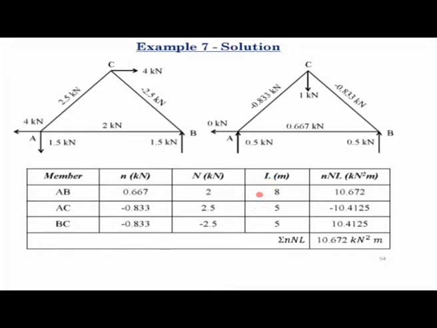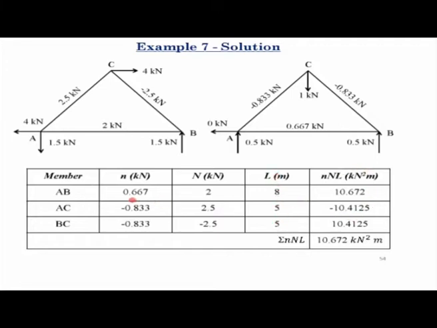Now since the A and E for all these three members are constant, we do not take them into account in the table. We'll do it finally. So what we have done in this table is we have written the member force due to the virtual load in one column. We have written the member forces due to the applied loads in one column. We have written the lengths of the individual truss members in this column.